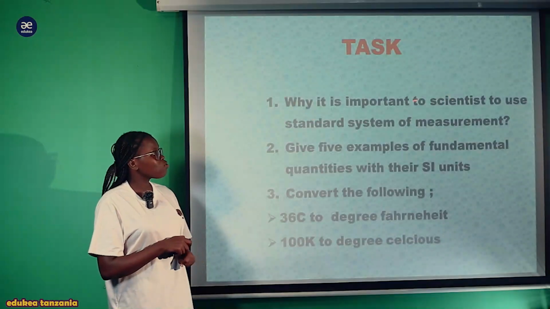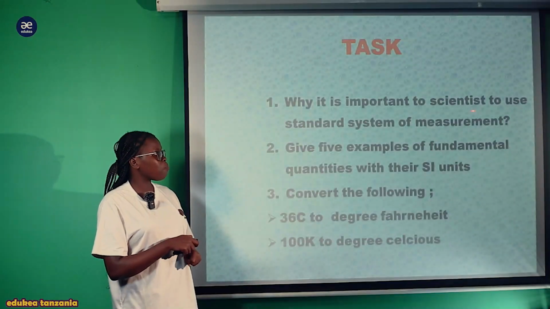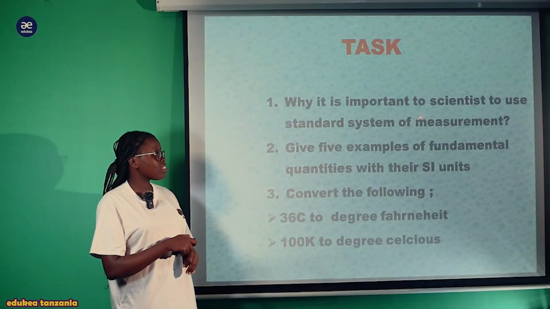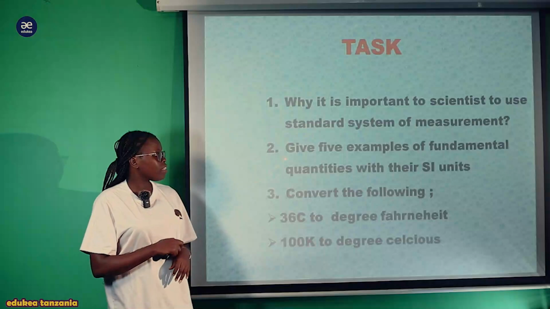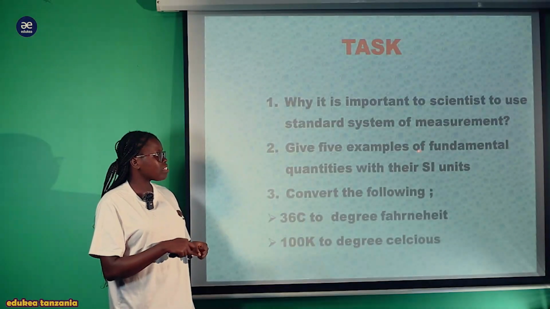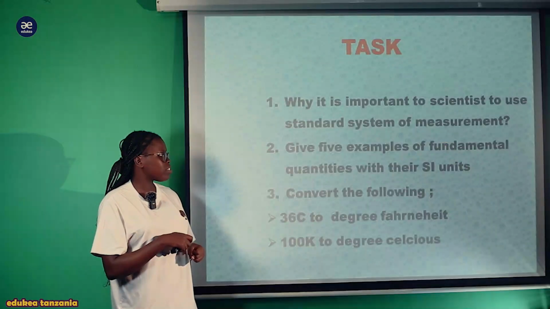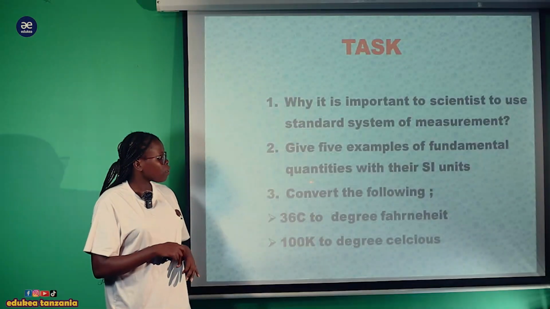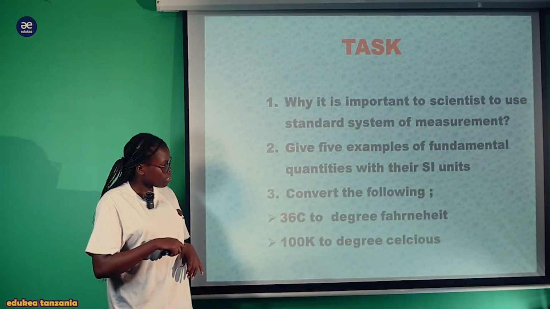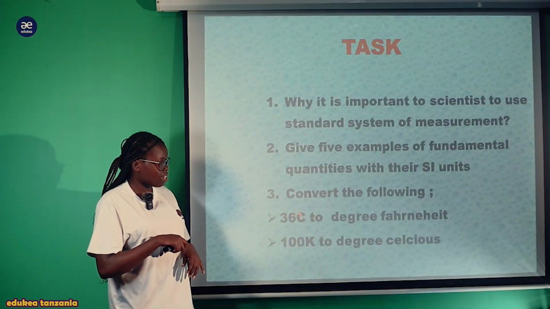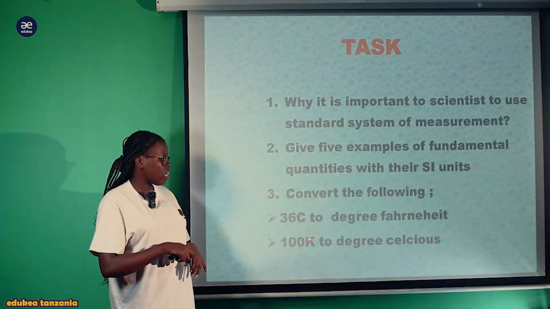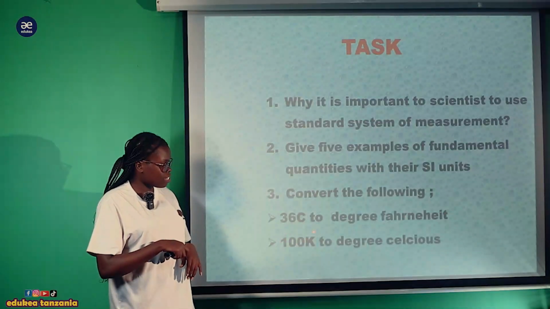The second question: give 5 examples of fundamental quantities with their SI units. And the third one: convert the following. Here we have been given 36 degrees Celsius. You have to convert it to degrees Fahrenheit. And here you have been given 100 Kelvin and you have to convert it to degrees Celsius. You will refer to the formulas which have been provided so as to solve this question.